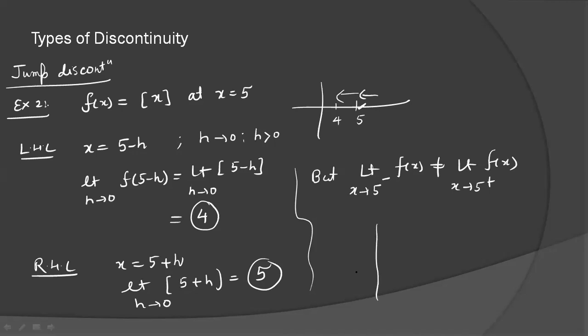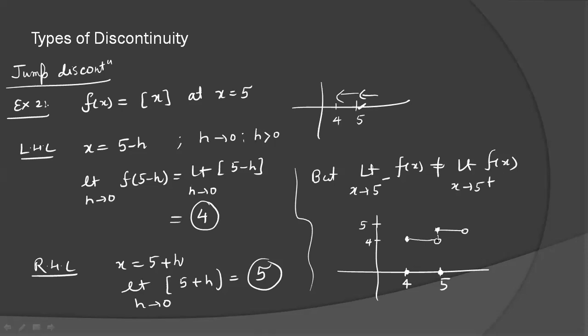You can see it by graph also. If you draw the graph, it is 4, it is 5. You are checking the discontinuity at 5. At 5, you are getting the left hand limit as 4, and at the right hand limit, you are getting the value as 5. You can see by graph also, it is jumping at x equal to 5. If you see my lecture 14, you can see the greatest integer function graph. So the left hand limit is here and the right hand limit is here. So it is jumping. So it's a jump function.